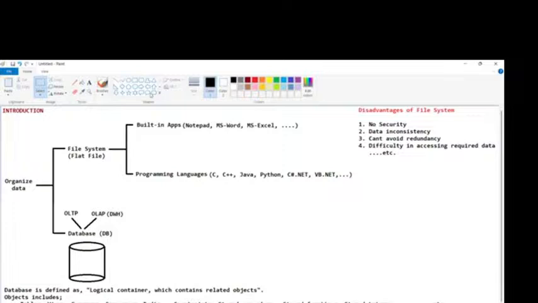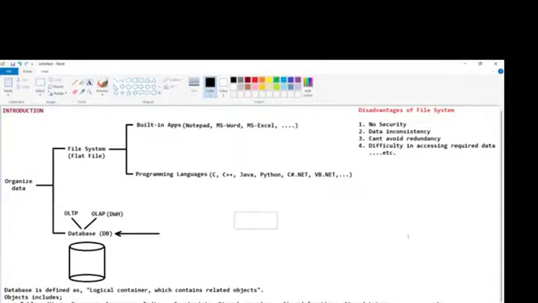Now in this database, you need to do operations. Obviously, it's all about insertion of data, modification of data, and deletion of data.